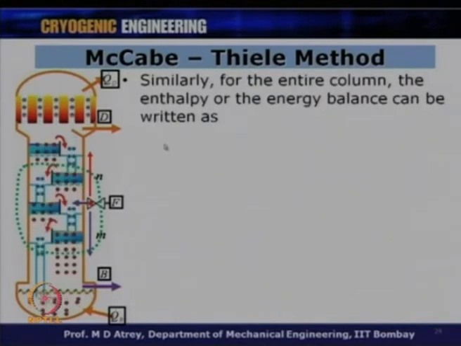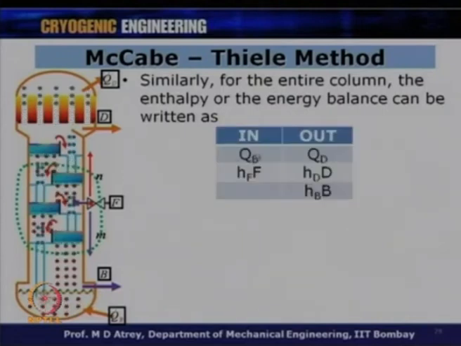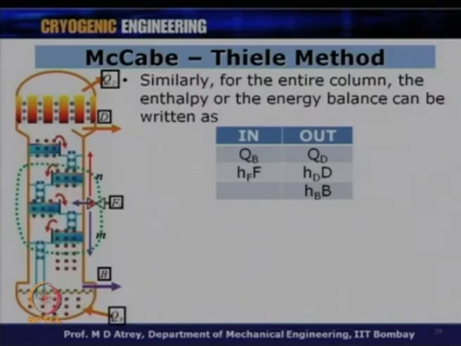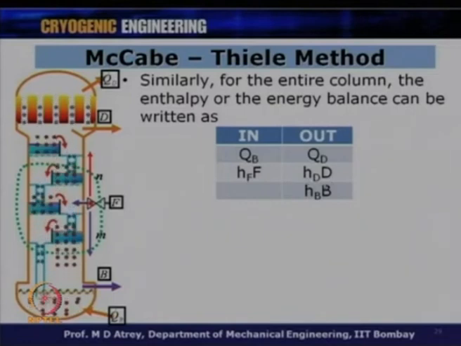Similarly, for the entire column, the enthalpy or energy balance can be written as what is entering and what is leaving. So, QB is entering, HF F is entering, QD is the energy which is taken out, so the condensation happens, and D and B are leaving. Corresponding to that, the enthalpy is HD D and HB B.